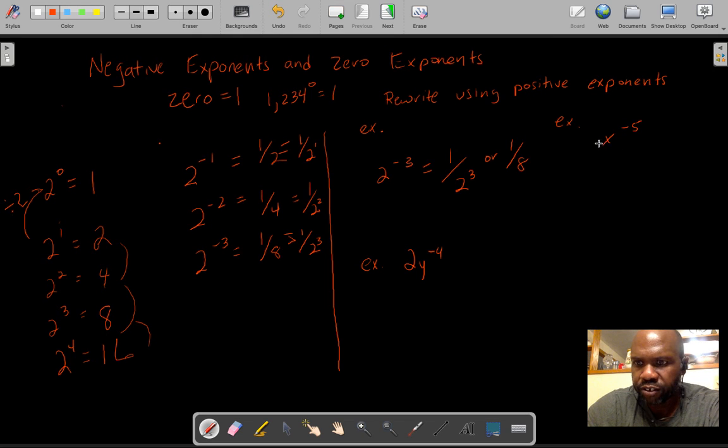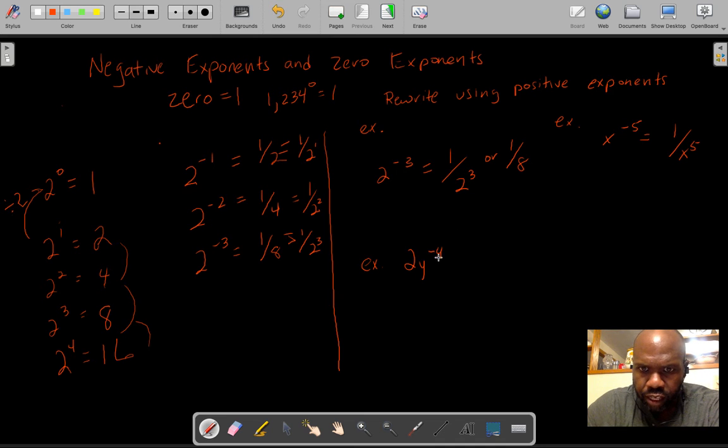This one, we have x, so that's the base, and we have -5. That's pretty easy. We're just going to put that over 1. So it's 1 over x to the 5th. That's what today is mostly focused on, rewriting negative exponents into positive exponents. That's the big focus for today.